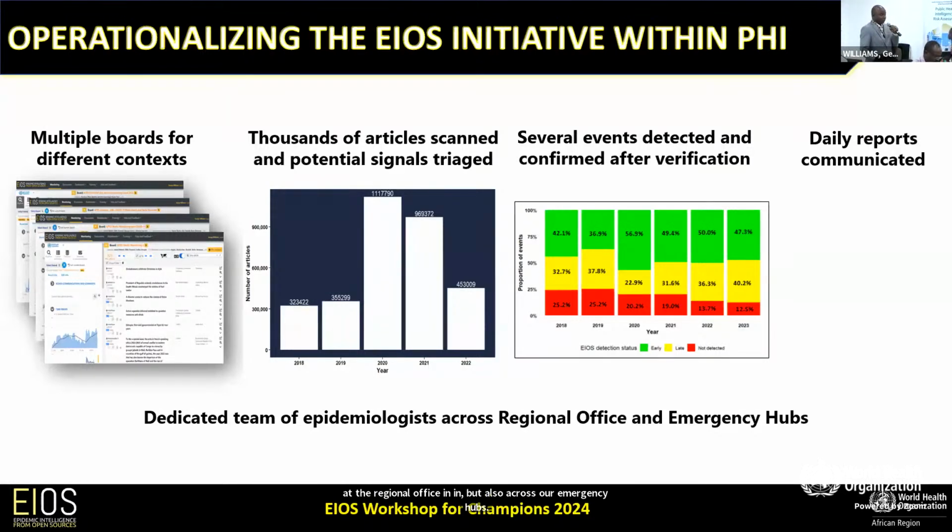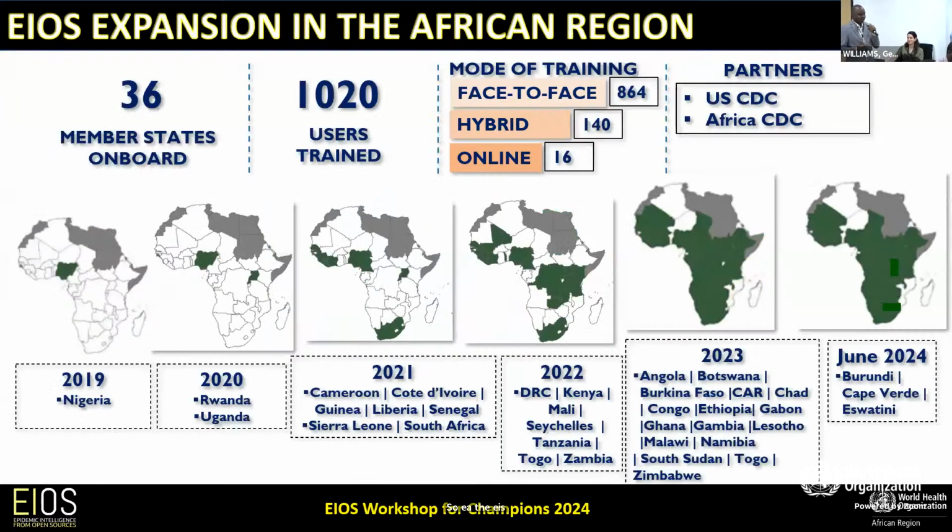So the EIOS initiative is not only an initiative for the African region. We have also been involved in capacity building of our member states. The expansion process started in 2019 with the onboarding of Nigeria, followed by Rwanda and Uganda in 2020. As you see, we started slowly, but this process gained momentum in 2021. And so far, we have trained over 1,000 users across 36 member states in the African region.